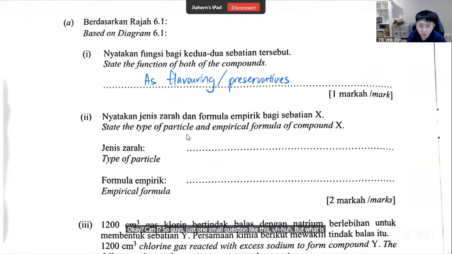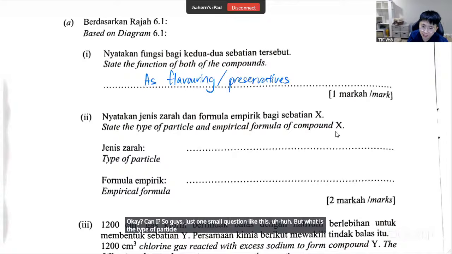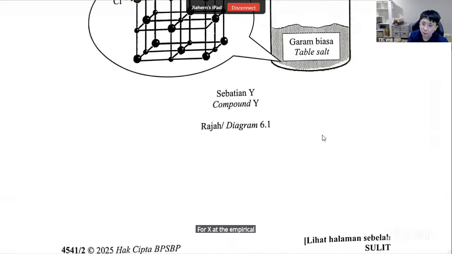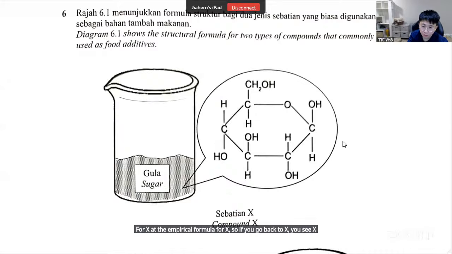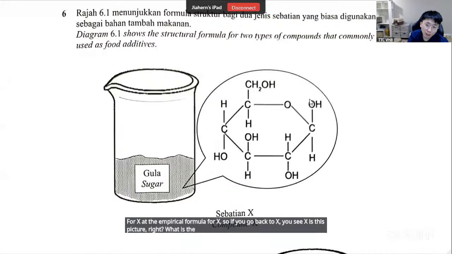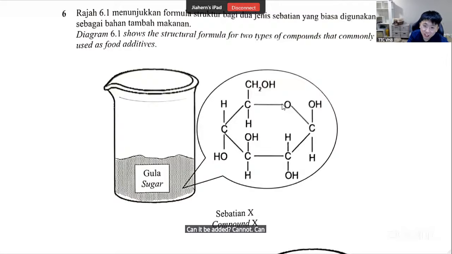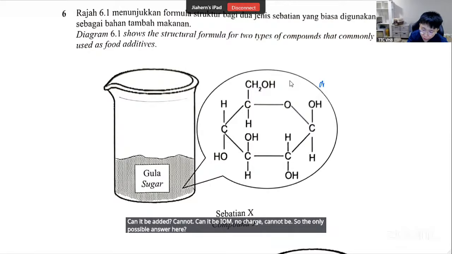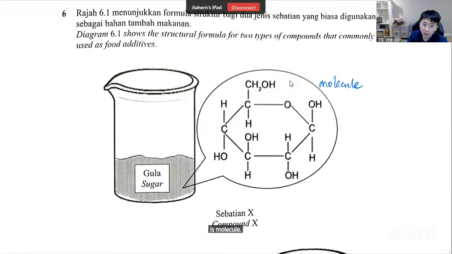But what is the type of particle for X and the empirical formula for X? So if you go back to X, you see X is this picture, right? What is the type of particle? Can it be atom? Cannot. Can it be ion? No charge. Cannot be. So the only possible answer here is molecule. Okay. But what is the empirical formula?